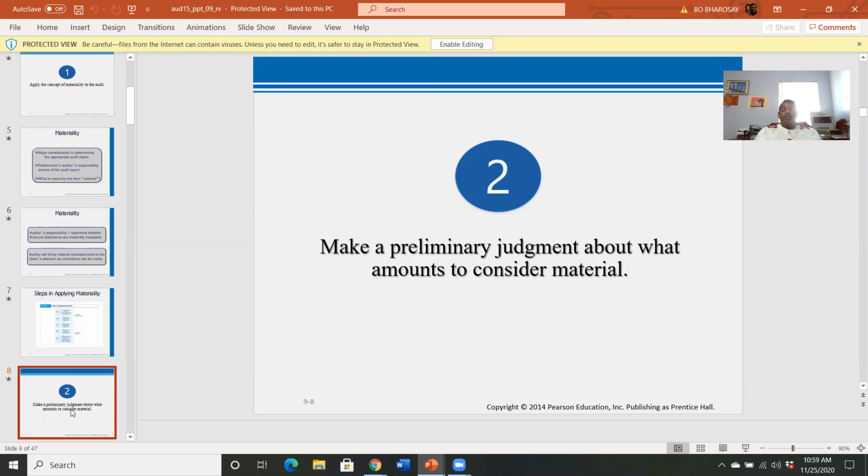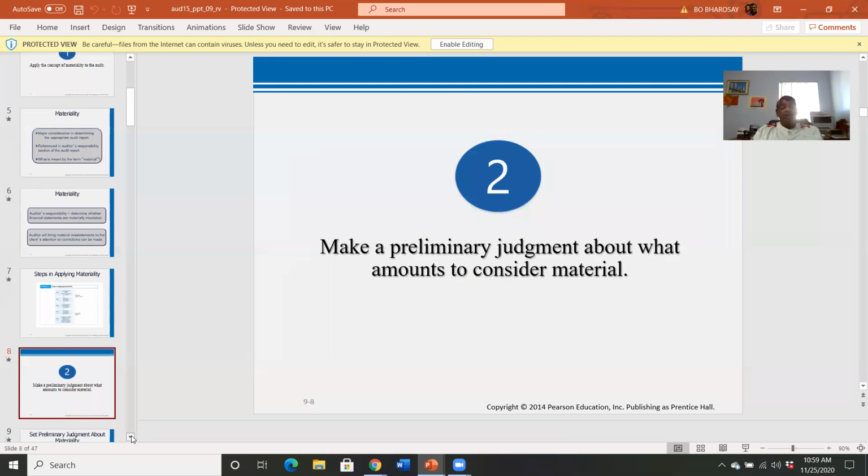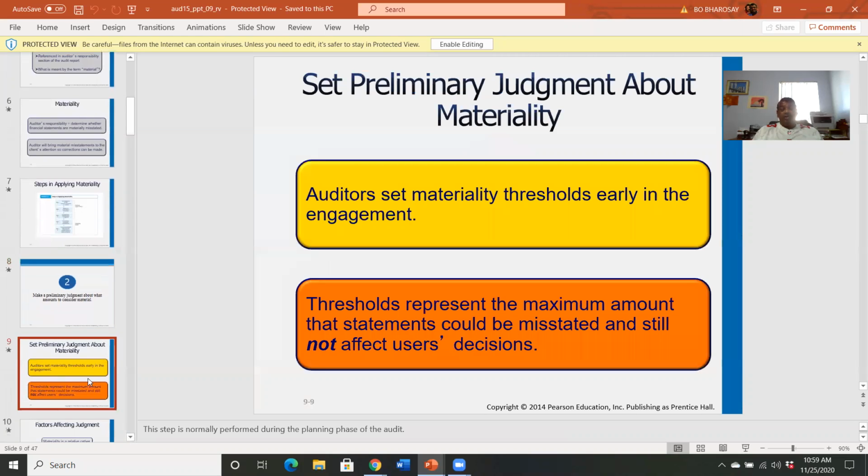Make a preliminary judgment about what amount to consider material. You go to the client, you look at the financial statements, and decide what dollar amount you think will affect the user decision. And again, you're not going to stick to that, because you're also going to look at the circumstances under which it occurred.